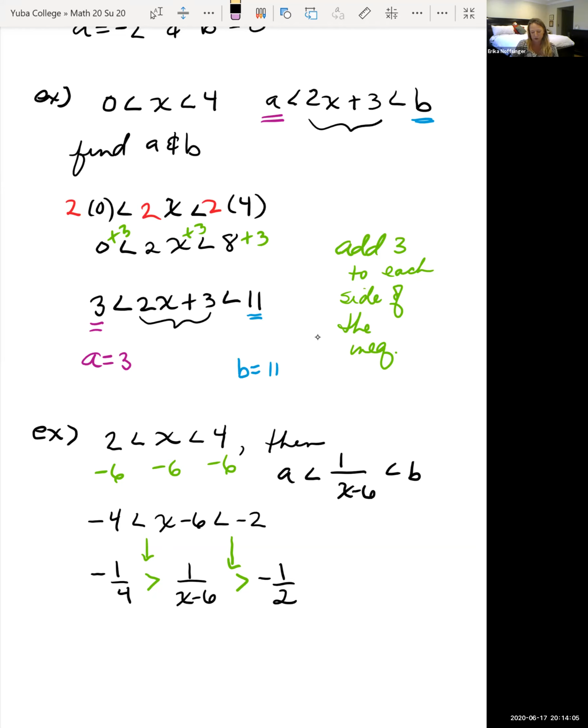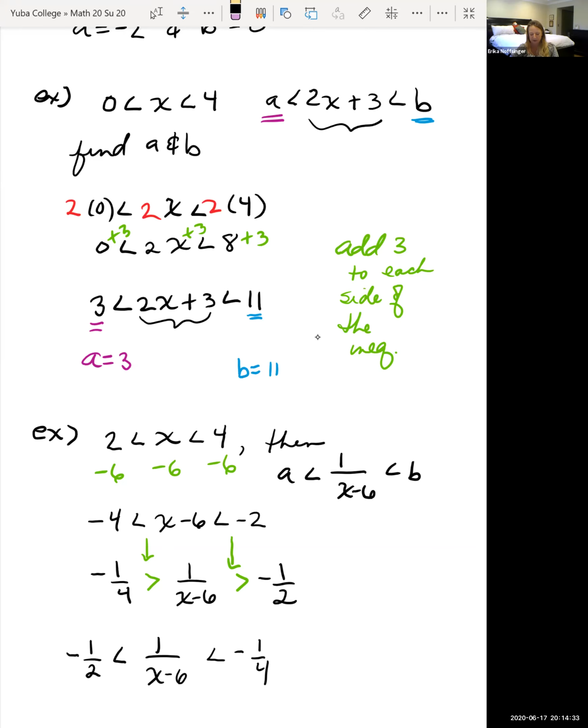Okay, so usually with compound inequalities, you don't see the inequalities written this way. So let's just rewrite it, because negative 1/2 is the smallest value. So negative 1/2 is less than 1 over x minus 6, which is less than negative 1/4.